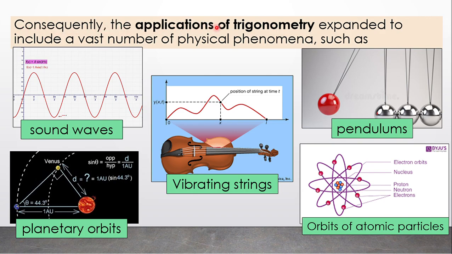Consequently, the applications of trigonometry expanded to include a vast number of physical phenomena, such as sound waves, planetary orbits, vibrating strings, pendulums, and orbits of atomic particles. We have now discussed the applications of trigonometry.